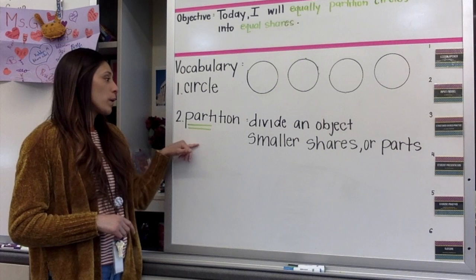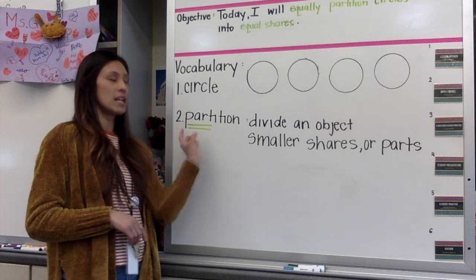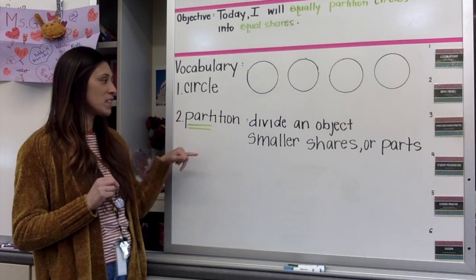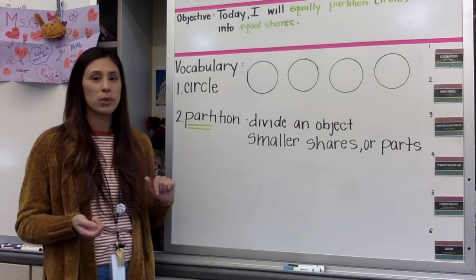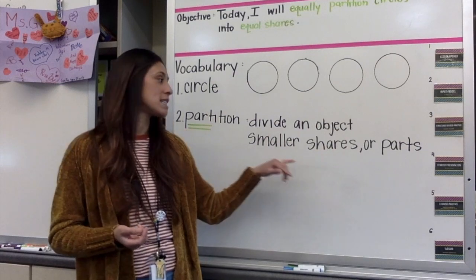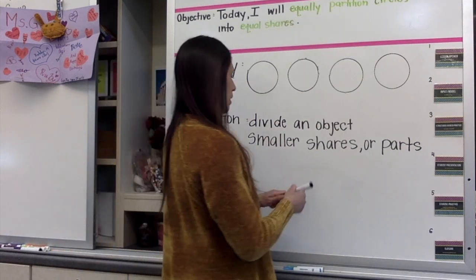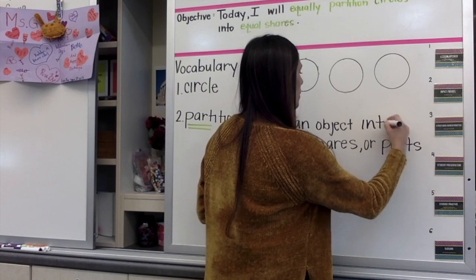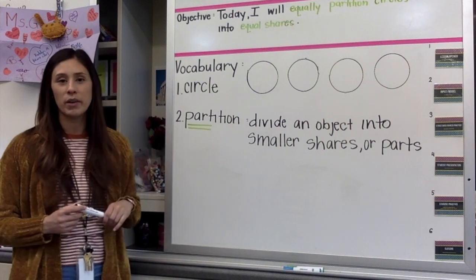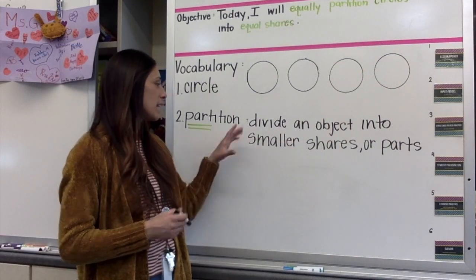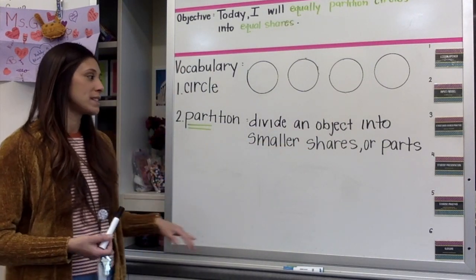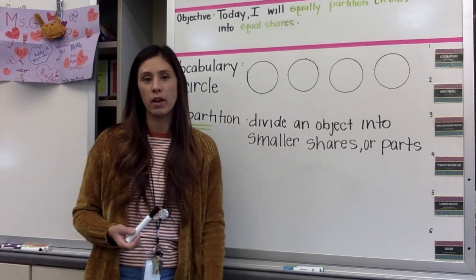It's also not a word that's super new to you because we've been talking about partitioning since last week. The word partition has a chunk in it, the word part, and we underline that part of the word partition because it gives you a clue about what it means. The word partition means to divide an object into smaller shares or parts. We have part underlined there because we're dividing a whole object into smaller parts. Or we use a fancier math word for the word parts and we call them shares.